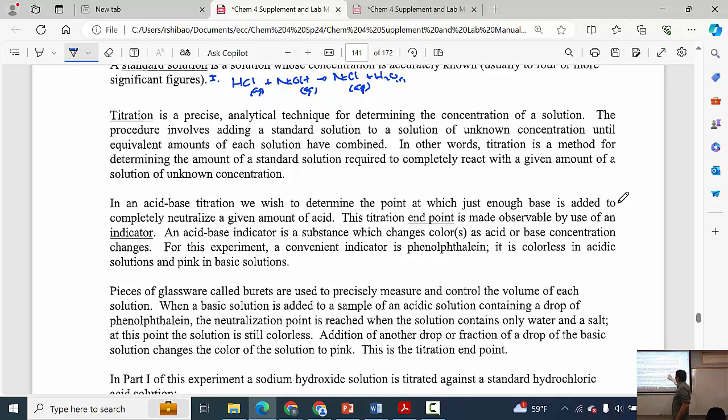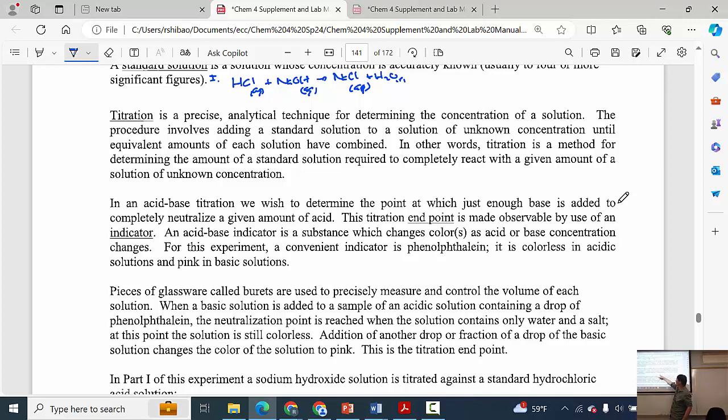Okay, an acid-base indicator is a substance which changes color as acid or base concentration changes. Another thing is, in Chem 4 I don't mind reading this, but in Chem 1A you're going to have to read this yourself. A lot of people, I don't know why, but they don't read. And when you don't read, it gets very confusing. Even if you read, it can be confusing. So even if you read this and you're confused, you want to ask questions at the beginning of Chem 1A or Chem 1B.